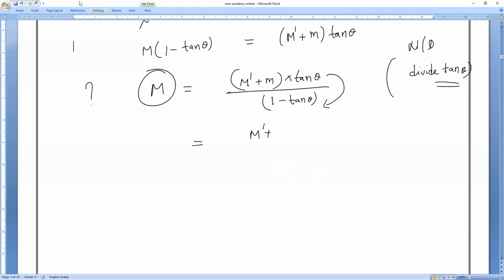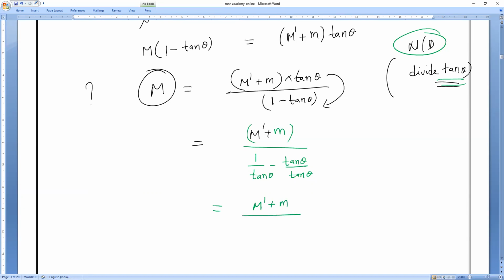Am I right or wrong? So capital M is equal to capital M dash plus small m, divided by 1 by tan theta minus tan theta by tan theta, which is minus 1, since I'm dividing both numerator and denominator. 1 by tan theta is cot theta. So the denominator is cot theta minus 1.